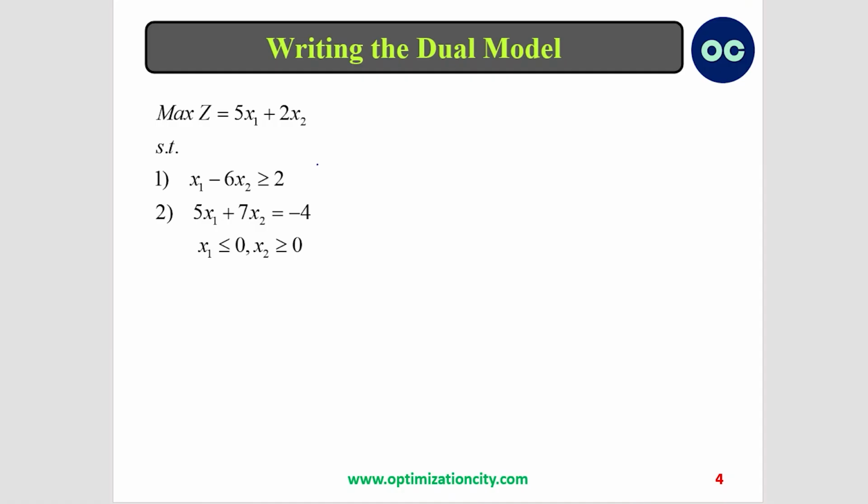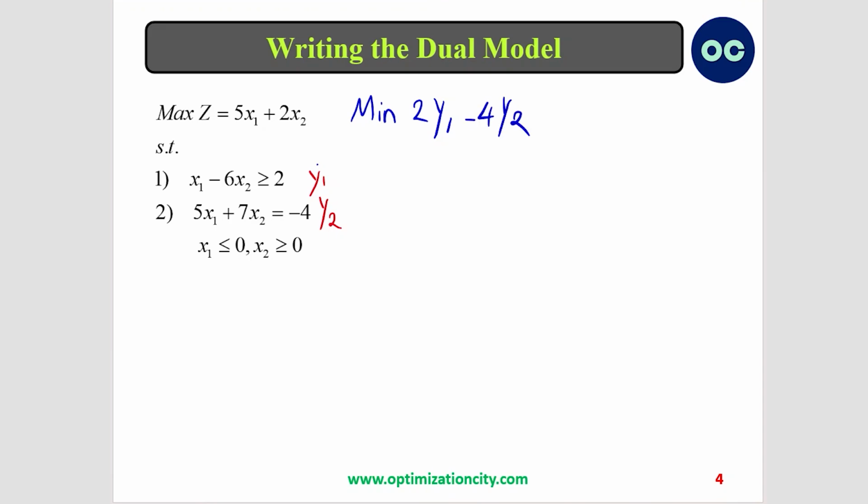First, y1 is the dual variable for the first constraint, and y2 is the dual variable for the second constraint. We have the minimization, and the objective function is the right-hand side of the first constraint times y1 plus the right-hand side of the second constraint times y2.